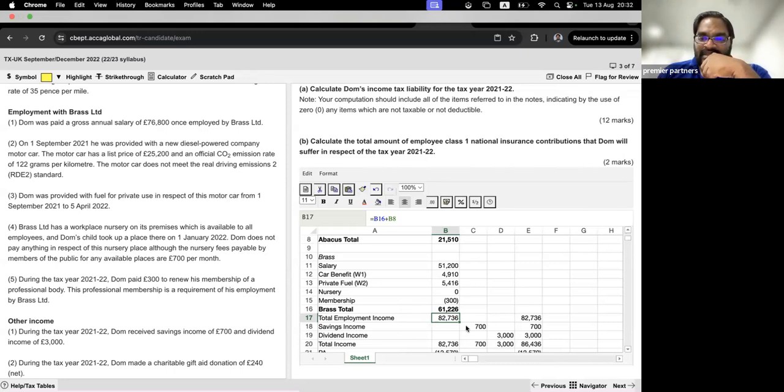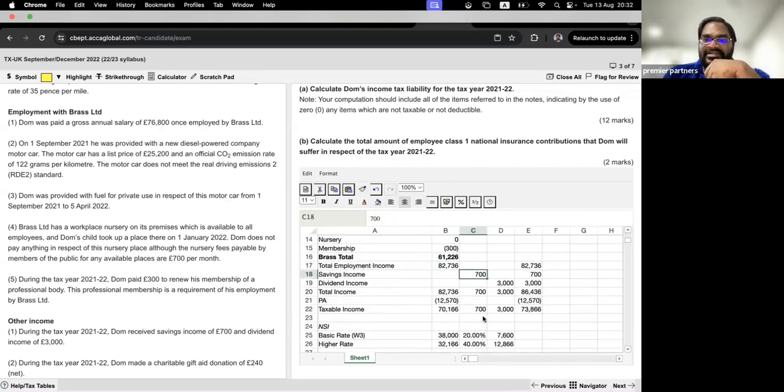Awesome. Then I took the interest income 700 and dividend income 3000, which led to a total non-savings income of 82,730. From that, I deducted the personal allowance, which is leading to a taxable non-savings income of 70,166, a taxable savings of 700, and a taxable dividend of 3000. We are clear?